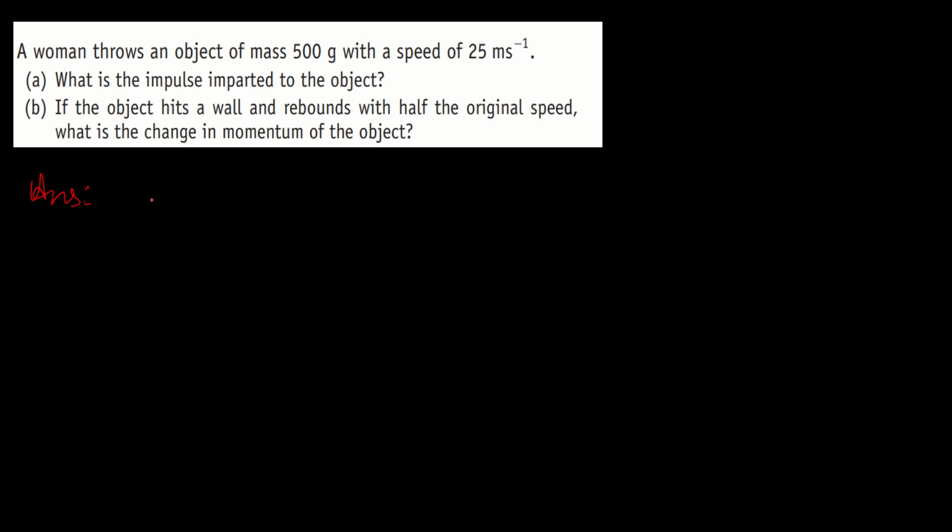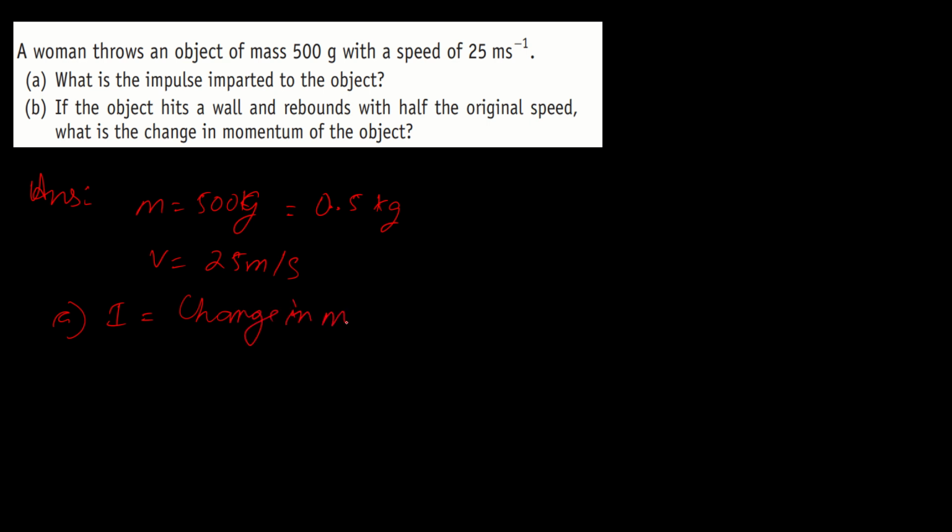What is the mass of the object? M is equal to 500 grams, which is equal to 0.5 kilogram, right? What is the speed of the object? That is v. V is equal to 25 meters per second, right? So first of all, we have to find the impulse imparted to the object. What is the formula for impulse? Impulse I is equal to change in momentum, which is equal to mv minus mu, which is equal to m into v minus u.